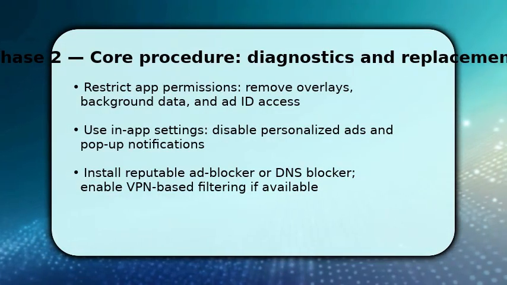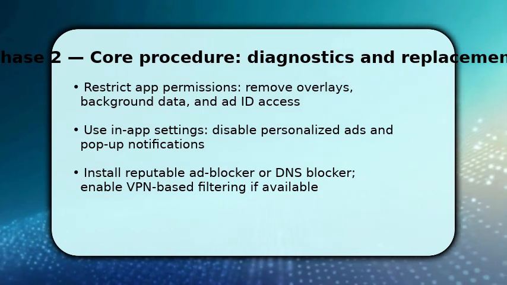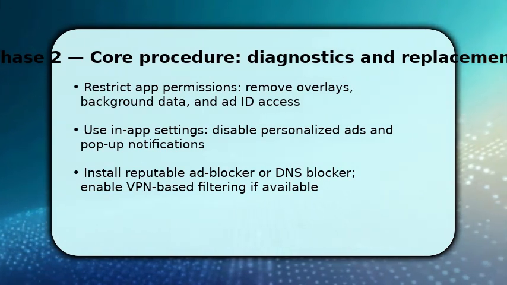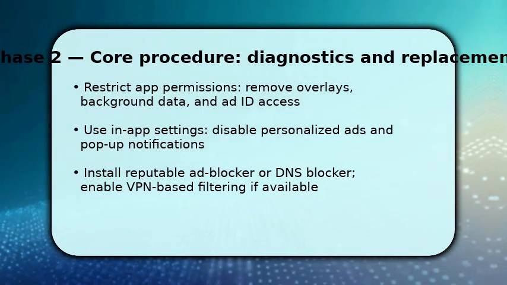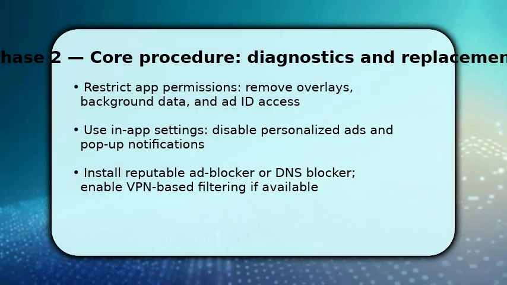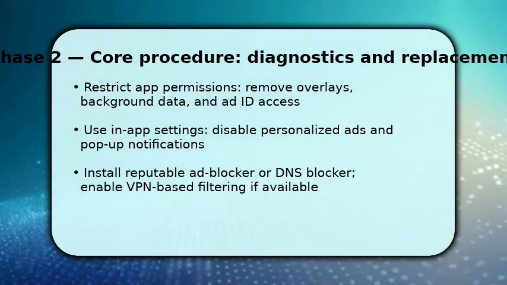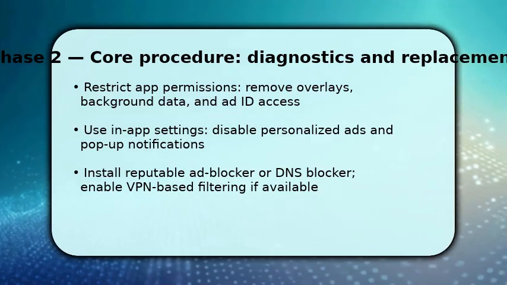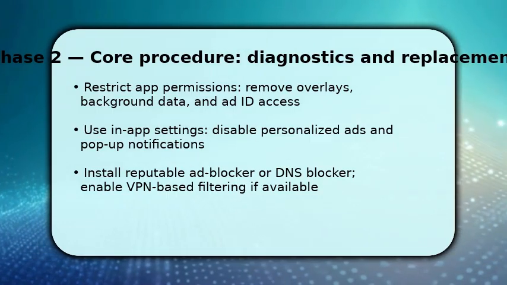Next, remove permissions that let apps show ads, turn off overlays, notification access, and background data for offenders, because reducing privileges cuts ad vectors. Then open each problematic app and disable personalized ads, pop-ups, or promotional notifications in settings.